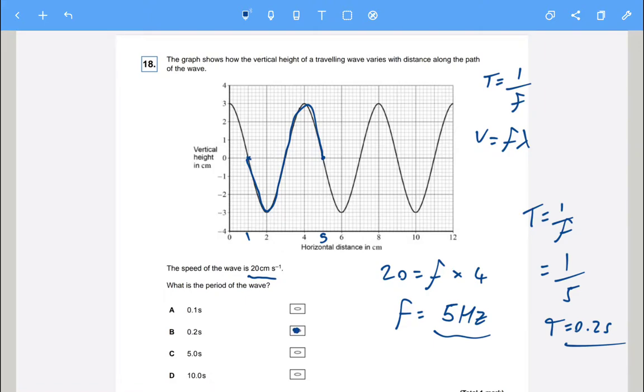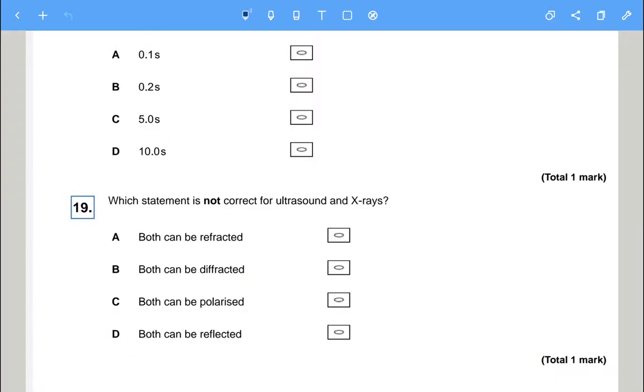Move on to the next one. So this one's straightforward, or it should be, but only if you know. Which statement is not correct for ultrasound and X-rays? So both can be refracted. Yes, they can both be diffracted, they can both be reflected, but they can't both be polarized. And the reason why is that ultrasound and X-ray are fundamentally very different.